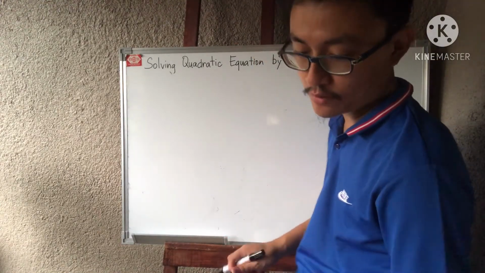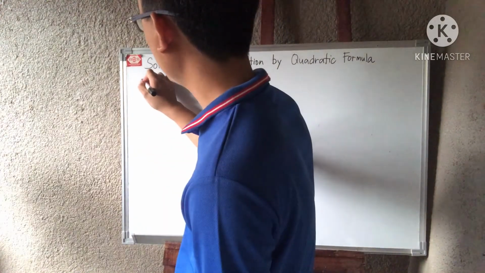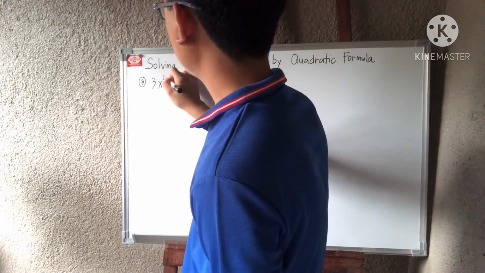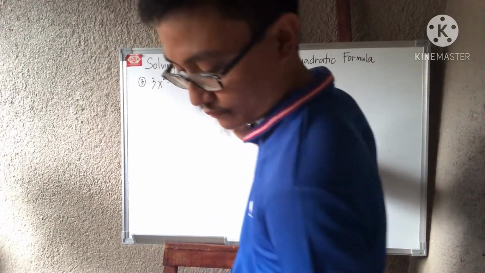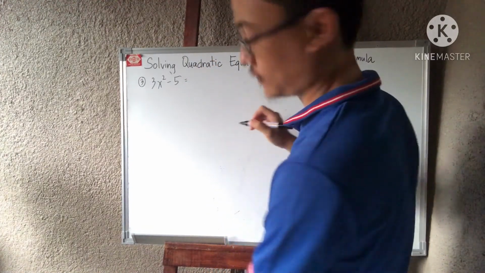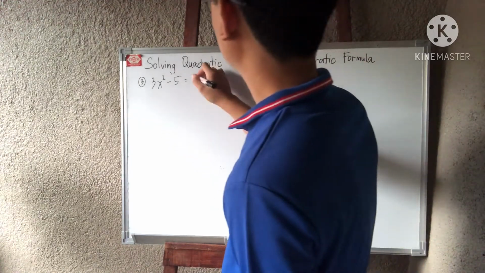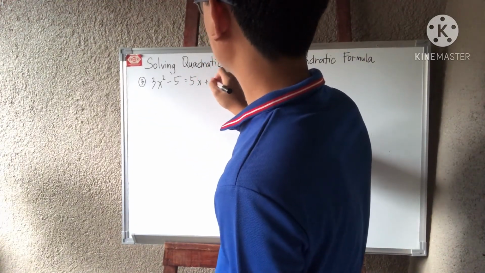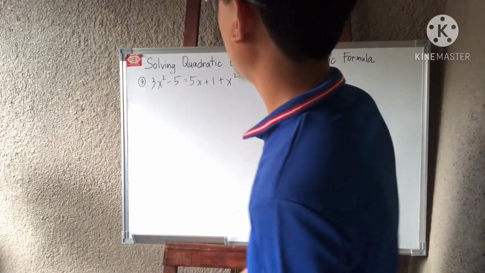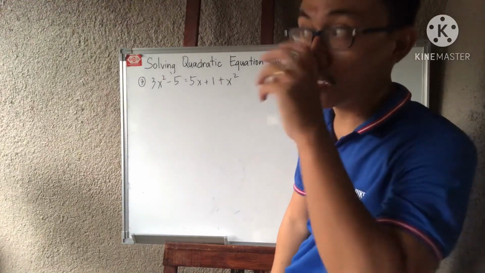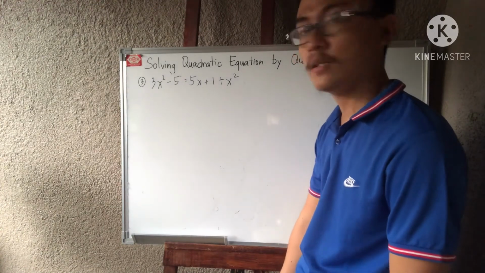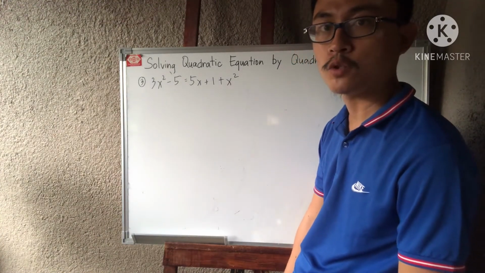Okay, last example tayo. We have example number 3. We have 3x squared minus 5 equals 5x plus 1 plus x squared. So, medyo complex yung given equation, no? But the first thing na gagawin natin is we're going to make it standard.